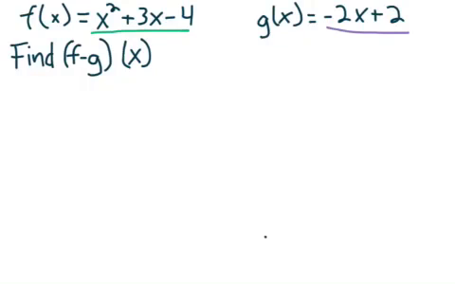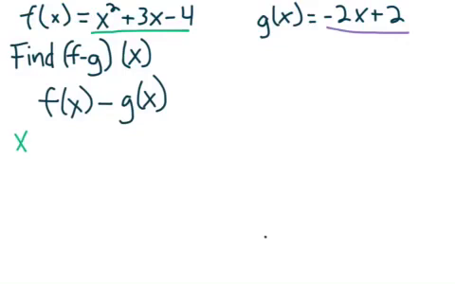For example 2, we're using the same two functions, f of x and g of x. But this time it says to find f minus g of x. So that means we're going to be taking f of x and then subtracting g of x. So f of x is the same value as before, so I'll write it in green again. x squared plus 3x minus 4.